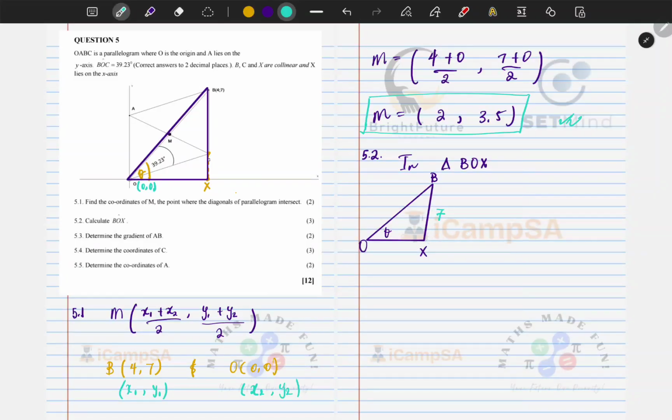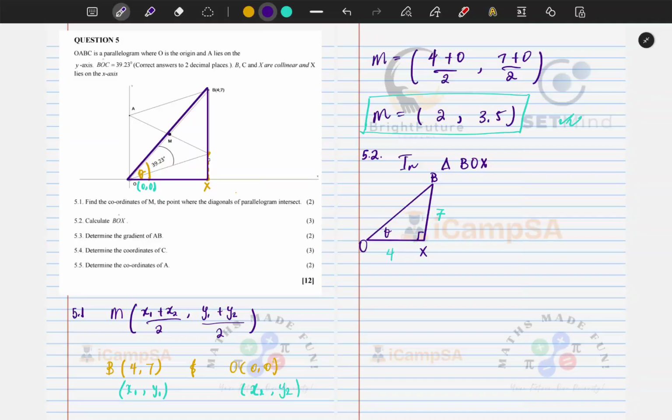And then from O to X, it's going to be 4 units. So now, what do I have? Remember, this is going to be a right angle triangle. So now I have a right angle triangle, which means I can apply my trigonometric functions, right?